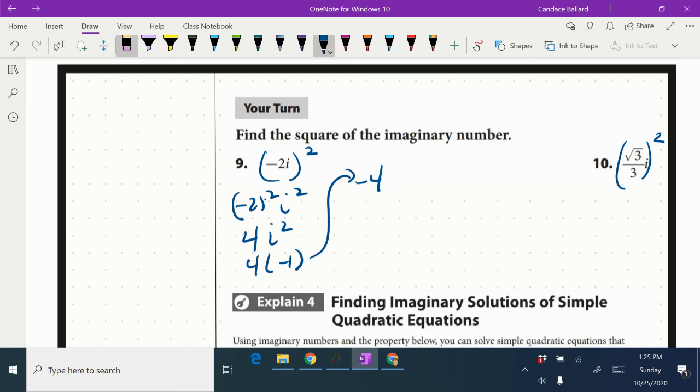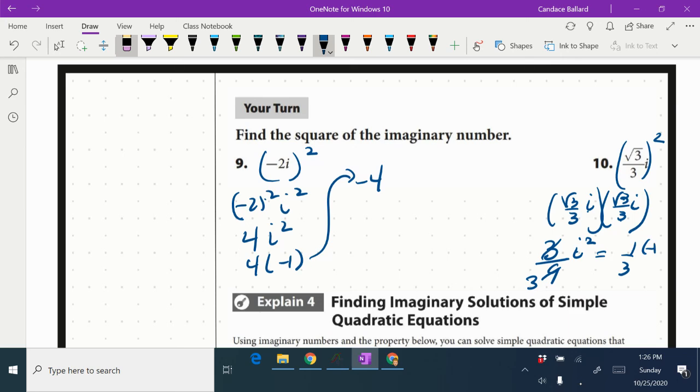I'm going to square this, which means I have the square root of 3 over 3i times the square root of 3 over 3i. So square root of 3 times square root of 3 is 3. 3 times 3 is 9, and i times i is i squared. I know that this can reduce to 1/3, and then i squared is the same as negative 1, so I get negative 1/3.